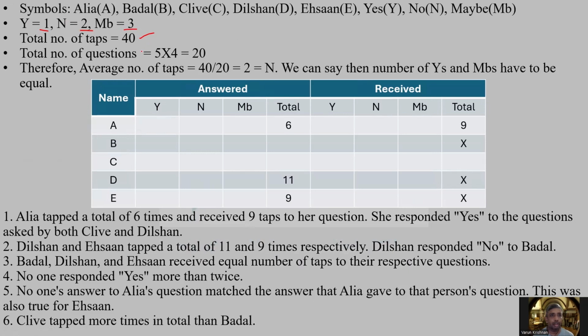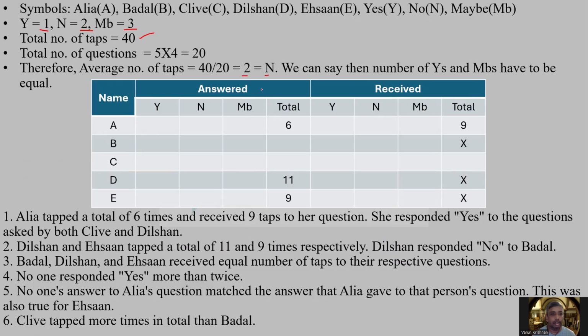And if the total number of taps is 40 and the total number of questions is 20, then on average there are 2 taps per question, which means no is the average. And that means that every time someone answers maybe, giving 3 taps, the average tends to rise above 2. So it has to be pulled back to 2, and it has to be compensated with a yes. That should tell us immediately, numerically, that the number of yeses and maybes have to be equal. This might not be consequential to the solution of the set, but numerical insights like this, if we can pick up from the data of the set itself, can help us a lot in solving questions quicker.